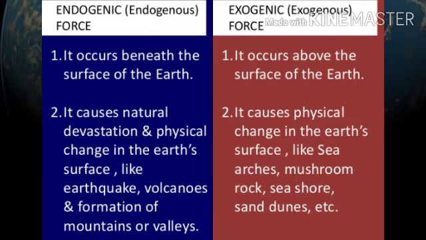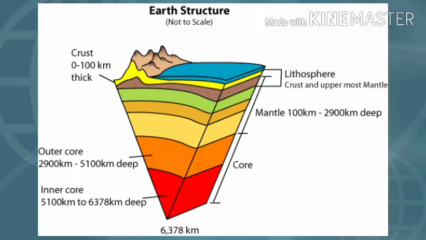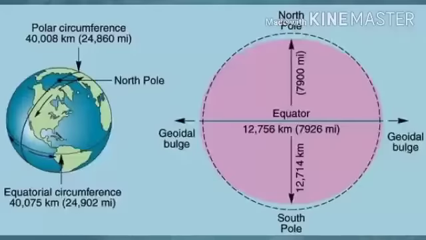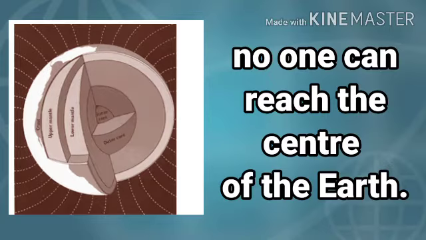To understand why the earth shakes or how a tsunami wave is generated, it is necessary that we know some details of the interior of the earth. The earth's radius is 6,370 km. No one can reach the center of the earth and make observations or collect samples of the material.